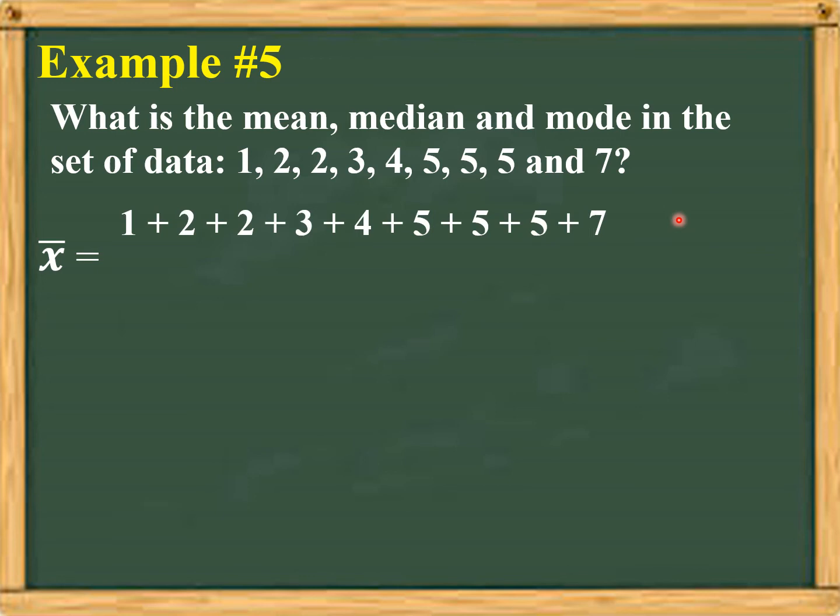Again, in finding the mean, just add all the data and divide by the number of data. So we have 1 plus 2 plus 2 plus 3 plus 4 plus 5 plus 5 plus 5 plus 7 over, if your answer is 9, you are correct. Why? Because we have 9 data. So, let's get the sum of the numerator. We have 34 over 9. So, what is 34 over 9?